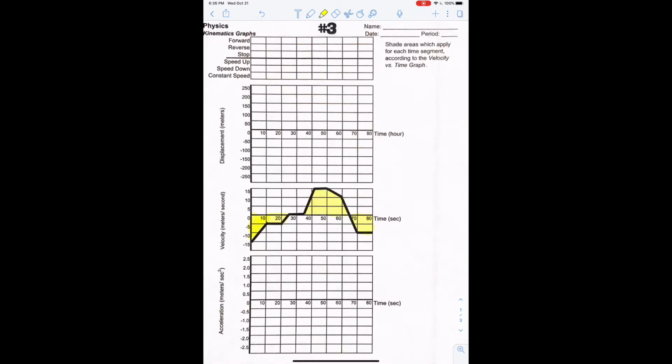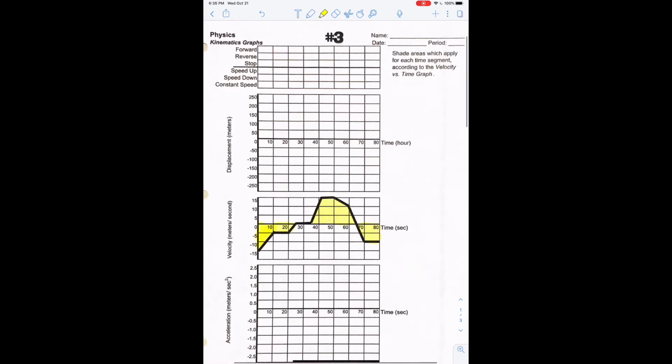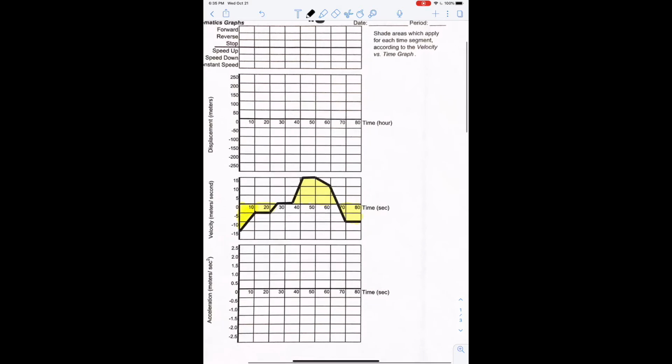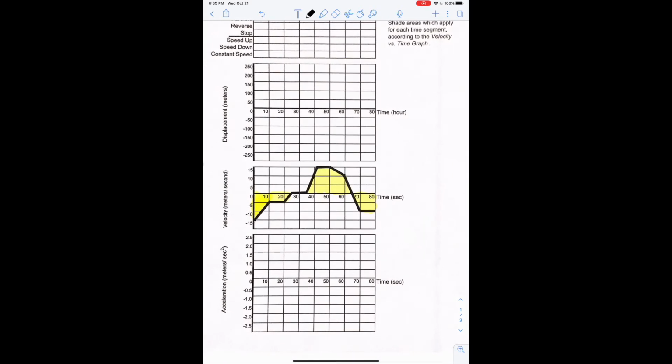Something else I wanted to mention is that you should remember that the area is the displacement, because when you take the area, right, area is, say, base times height. When you multiply the base, which is time, by the height, which is velocity, you're going to get the area. Well, we can also remember that our formula, v equals delta x over t, which is our average velocity formula. We can rearrange this and multiply both sides by t.